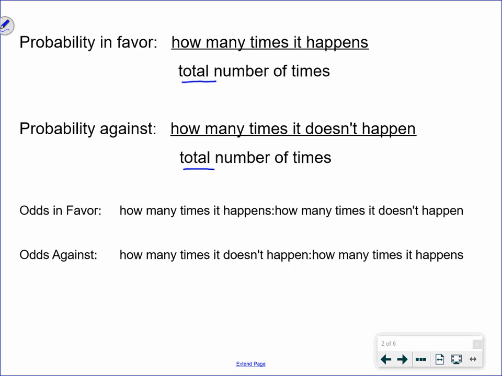When we're talking about odds in favor, it's how many times something does happen compared to how many times it does not happen. And the odds against means how many times it does not happen compared to how many times it does happen. So notice in odds that we don't have the total for any of them.